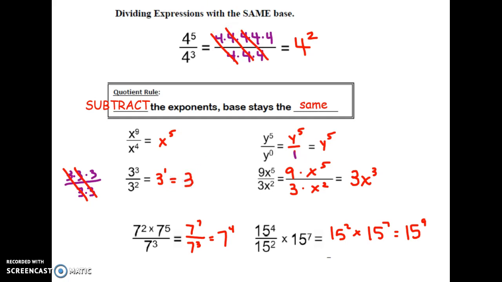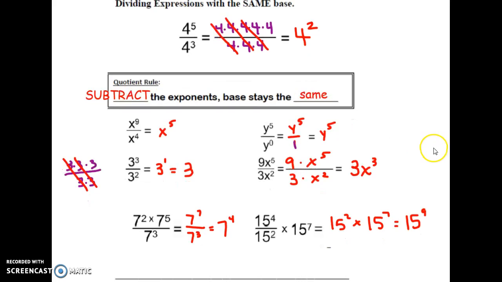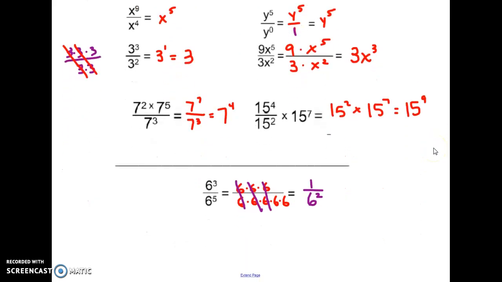This one's a little tricky because we have coefficients like we talked about on the other page. So I separate my coefficients. 9 divided by 3 is 3. And then I focus on looking at my bases that are the same. If I have x to the 5th and I have x squared, I'm going to be canceling out 2 of my x's. 5 minus 2 gives me x to the 3rd. So again, I can use my quotient rule to save me the time of having to write that all out.